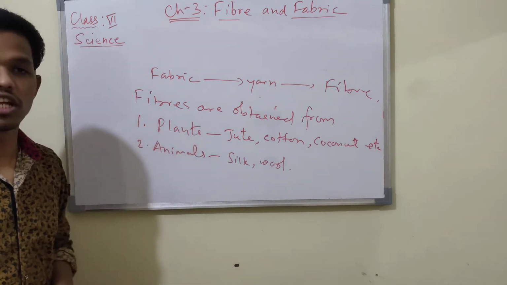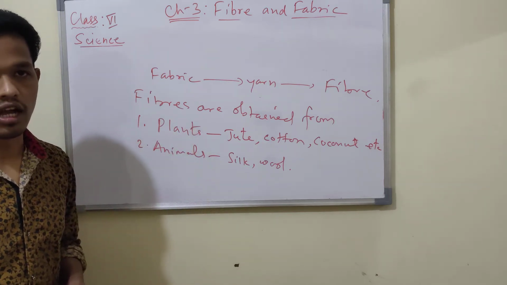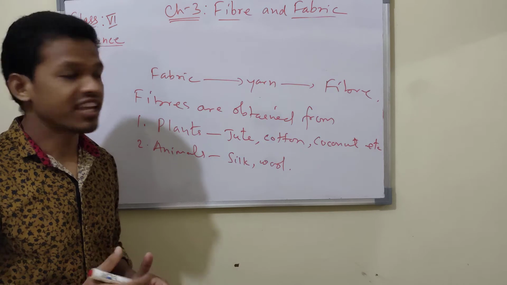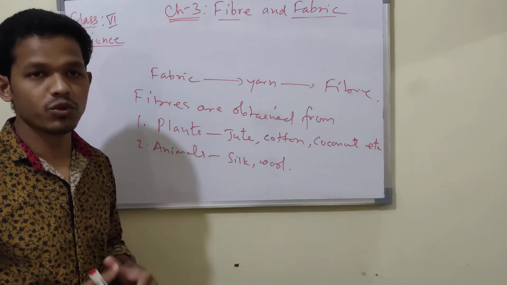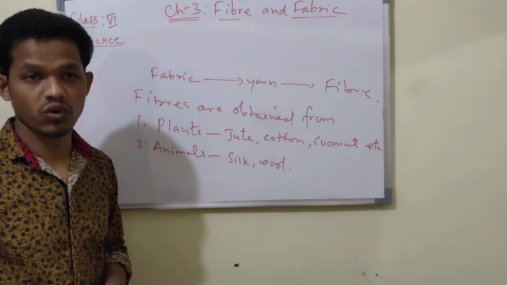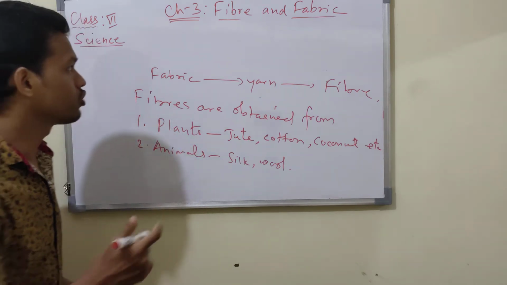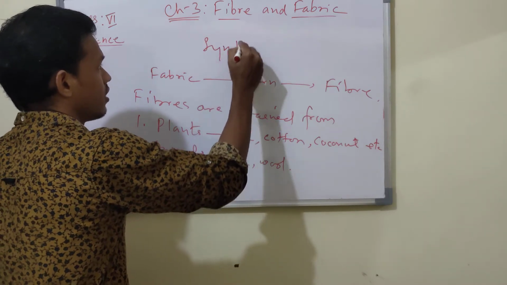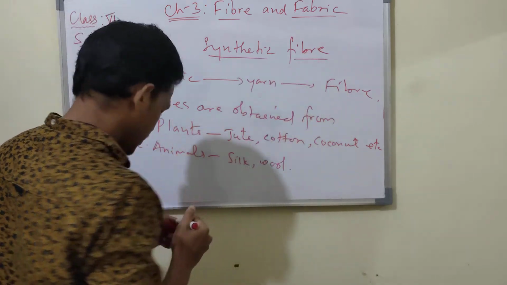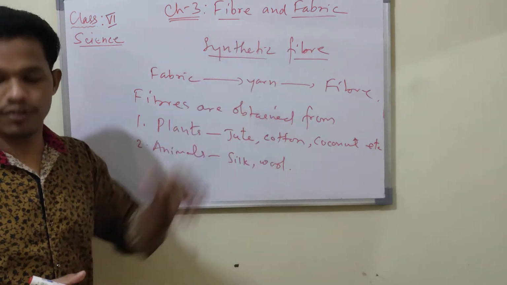Apart from plant and animal sources, about 100 years ago they started making fibers by chemical treatment. These fibers are chemically processed in industries without the use of plants and animal sources. Those fibers are known as synthetic fiber. These synthetic fibers are obtained by chemical processing.